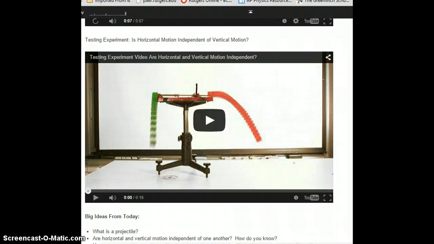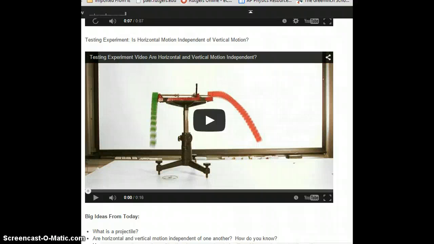And so we had a lot of students giving us some ideas in class today about why that would be. And somebody came up with the idea that, all right, maybe what happens in the horizontal in terms of velocity and acceleration is independent of what's happening in the vertical in terms of velocity and acceleration. So we decided that if that were true, we'd need to set up a testing experiment to test this idea.